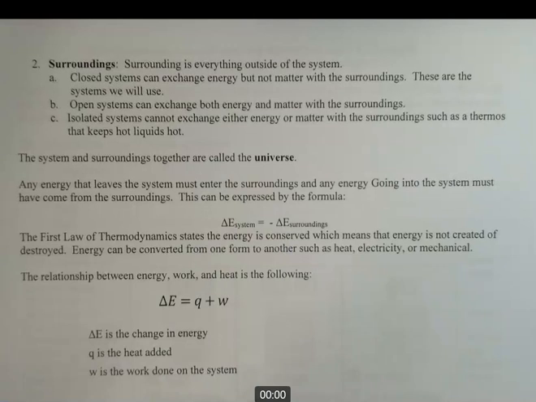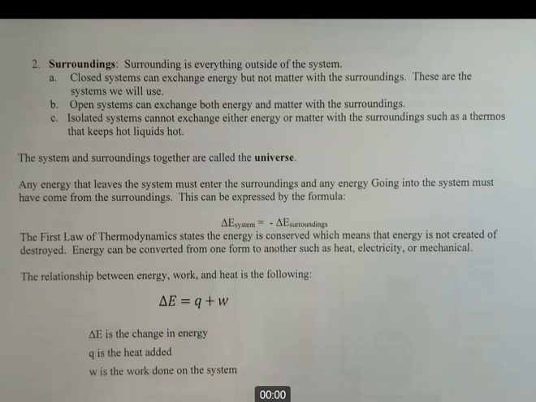The first law of thermodynamics states that energy is conserved, which means that energy is not created or destroyed. And just as we talked about conservation of mass, where matter cannot be created or destroyed, the same is true of energy. Energy can be converted from one form to another, such as heat, electricity, or mechanical. And we talked about this relationship already.